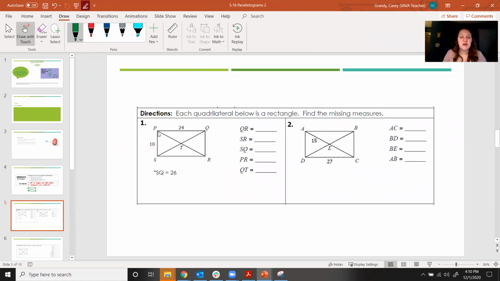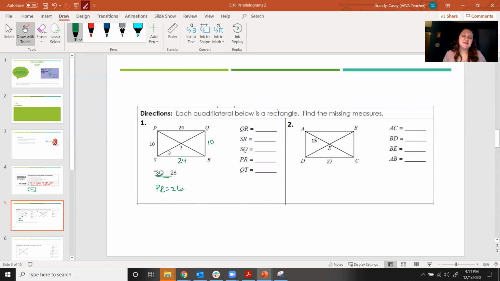So in this picture, I see that PQ is 24. Since PQ is 24, that means that SR is 24 because the opposite sides are congruent, just like in a parallelogram. PS is 10, which means that QR is 10. And don't forget any additional information. SQ is 26. So SQ being 26 and it being a rectangle tells me that PR is also 26 because that's the other diagonal.